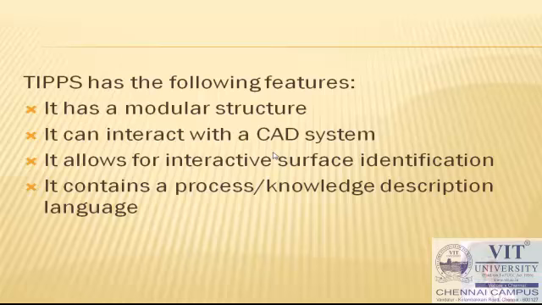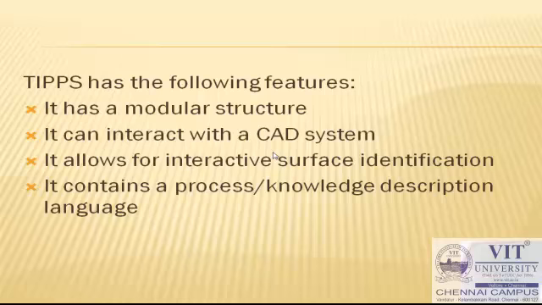So what are all the advantages or features available in TIPS? It has a modular structure. Because it is a generative process planning, it can be integrated, so that it is called a totally integrated process planning system. It can interact with the CAD system, and according to the CAD procedure, the process plans would be generated automatically. So it looks like AutoPlan, and it allows for interactive surface identification. While modeling itself, by interacting or by identifying the model surface, the process plans can be modified. Final optimization is also possible, and also knowledge description.